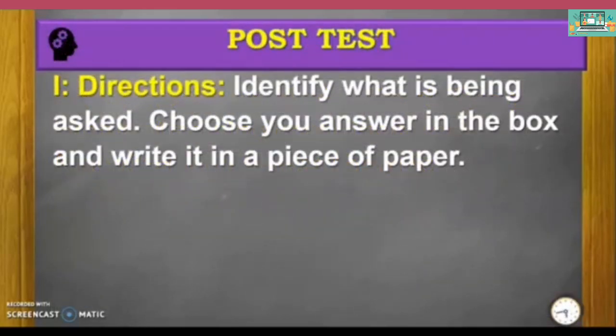And also, don't forget to answer the post-test for today's lesson. Directions: identify what is being asked. Choose your answer in the box and write it on a piece of paper.